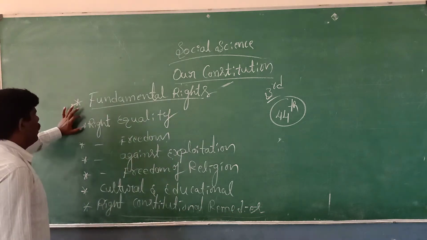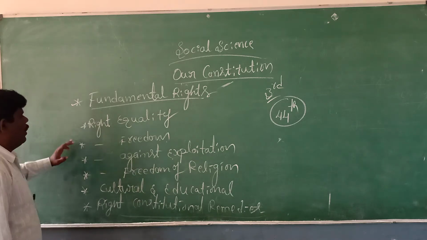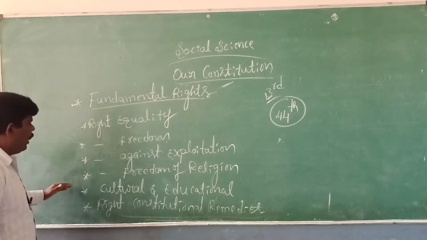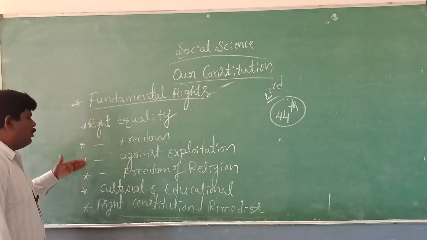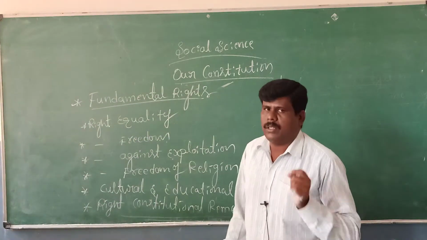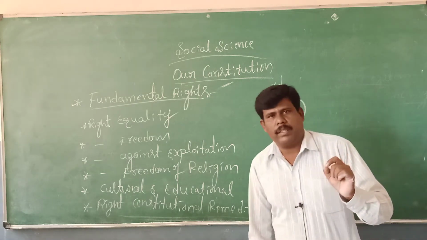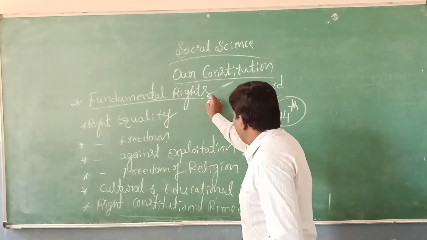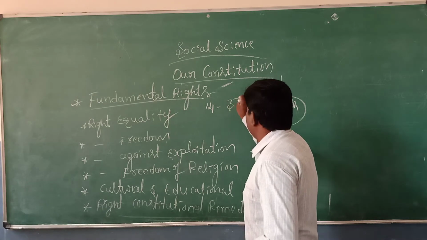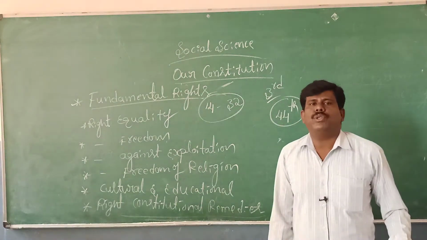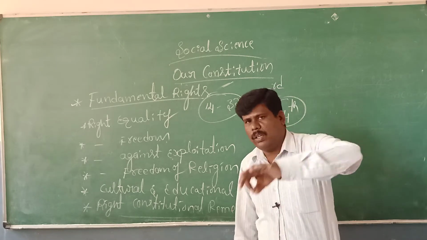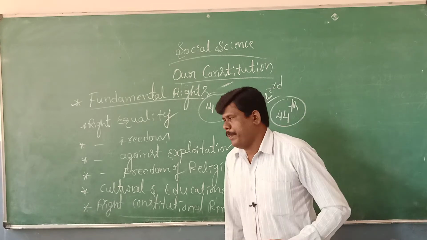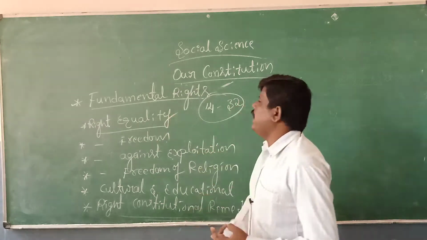Yes: right to equality, right to freedom, right against exploitation, right to freedom of religion, cultural and educational rights, right to constitutional remedies. These are all the 6 fundamental rights provided by our Constitution. All these rights are explained from Article 14 to Article 32 of our Constitution. So now I would like to explain one by one. First one, right to equality.